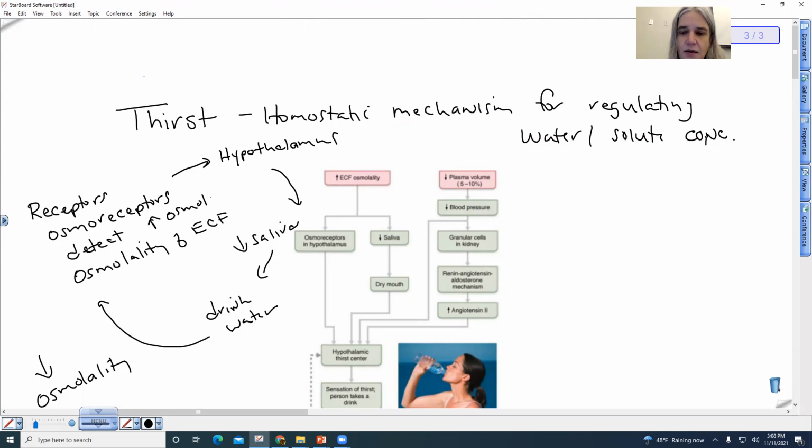So this is a negative feedback mechanism. Let me put an increase in osmolality here. That's the stimulus. The receptors detect that. They send a signal to the hypothalamus, which then sends a signal out to your body, which makes you thirsty. And then you drink water, and that decreases your osmolality. And so that's the negative feedback mechanism around thirst.